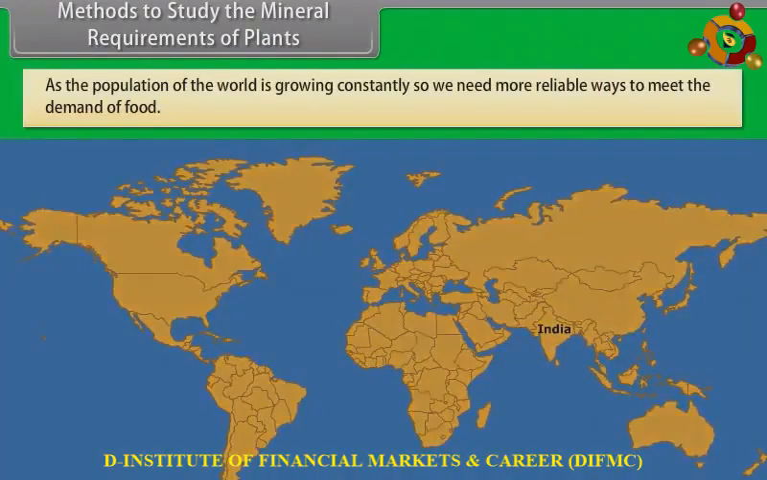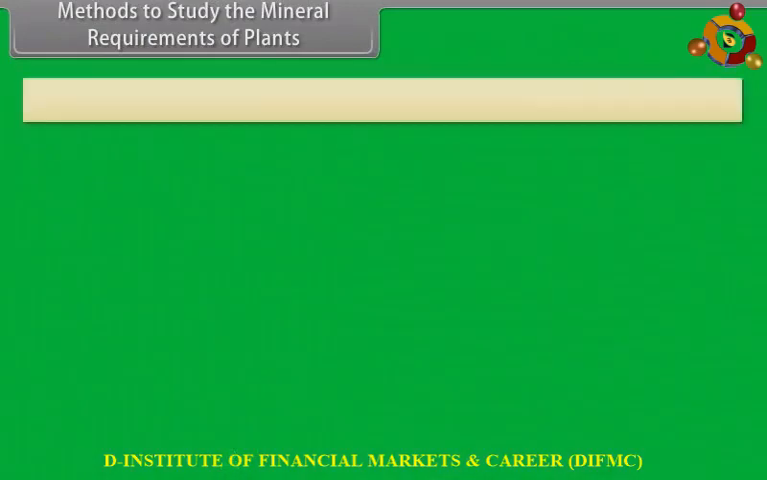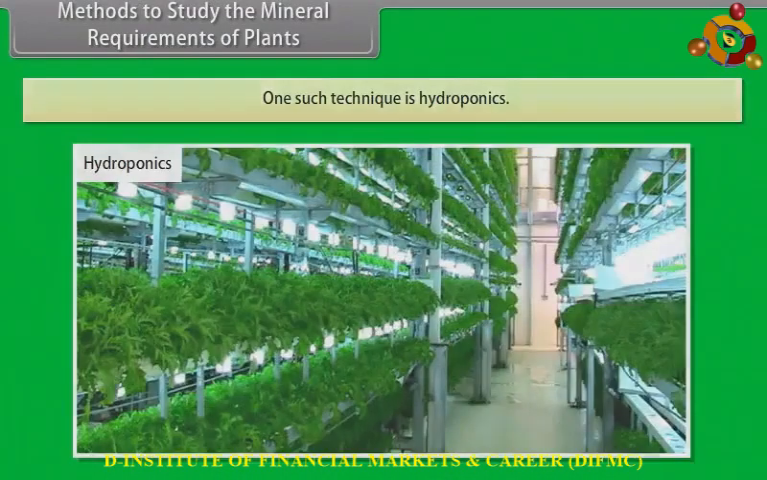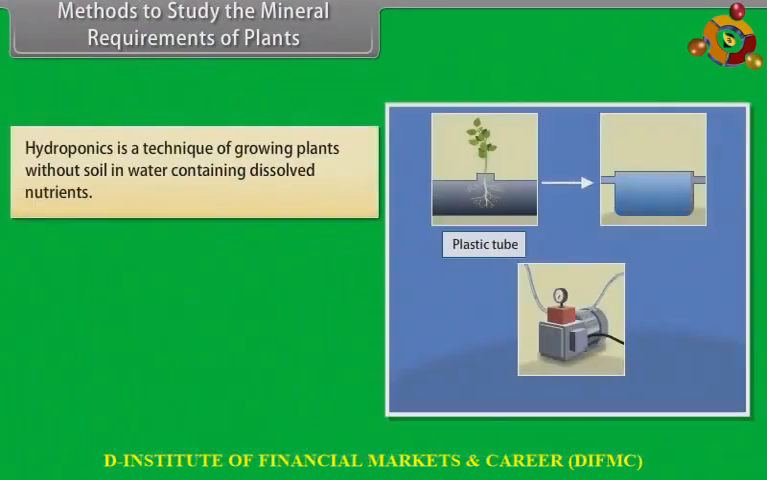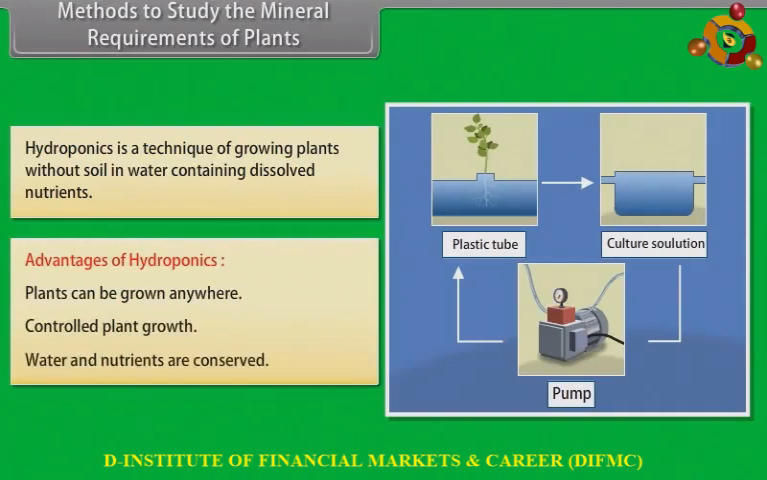Methods to study the mineral requirements of plants. As the population of the world is growing constantly, we need more reliable ways to meet the demand of food. One such technique is hydroponics. Hydroponics is a technique of growing plants without soil, in water containing dissolved nutrients. Advantages of hydroponics: plants can be grown anywhere, growth is controlled, and water and nutrients are conserved.